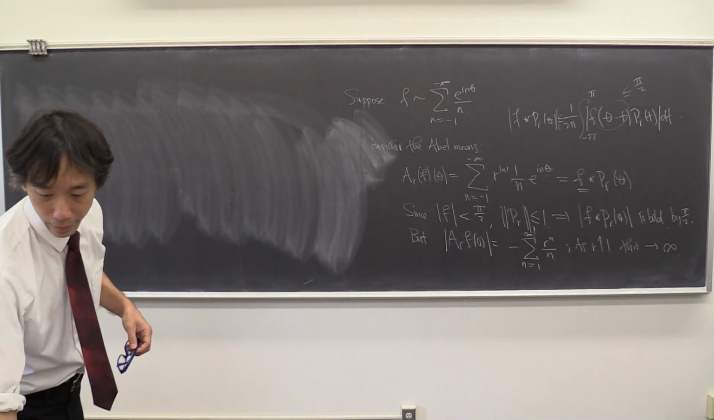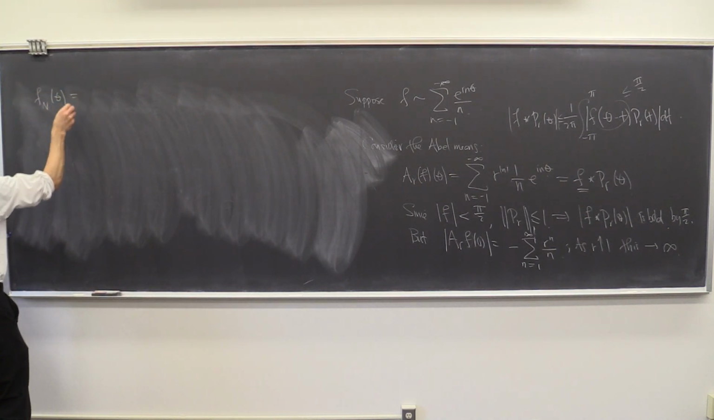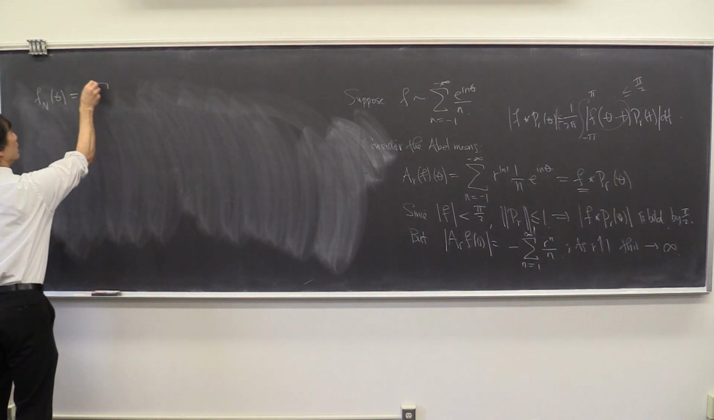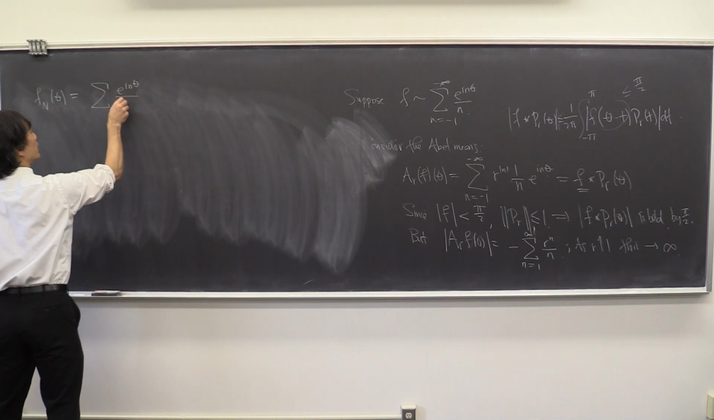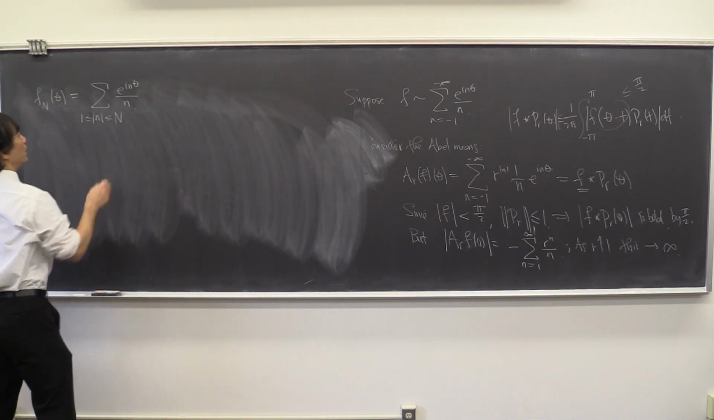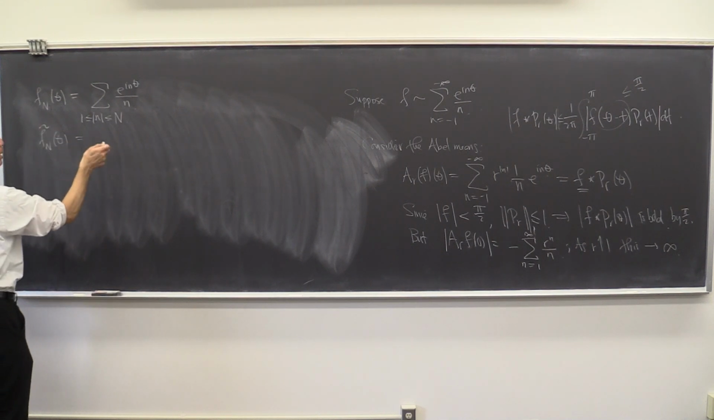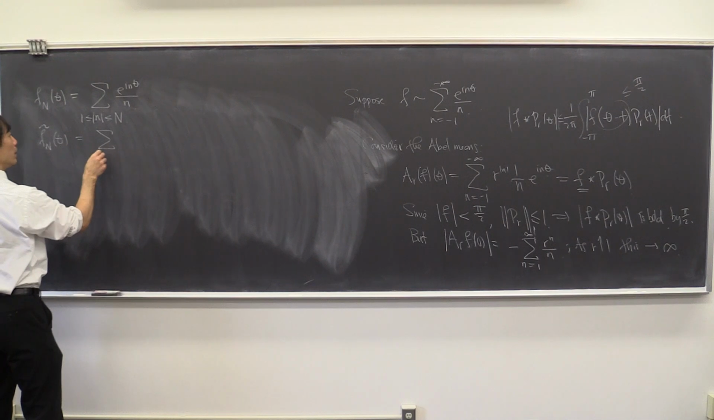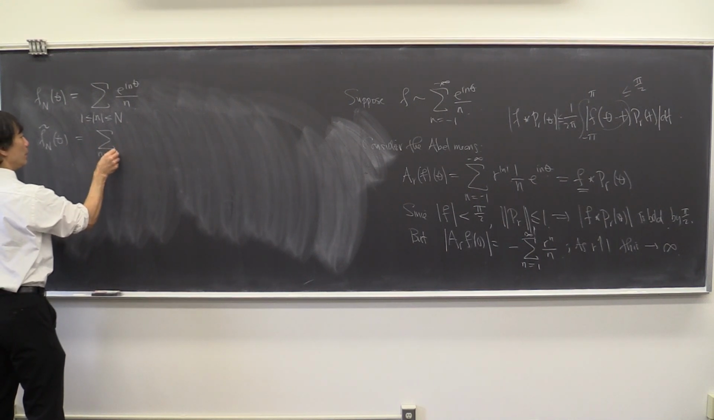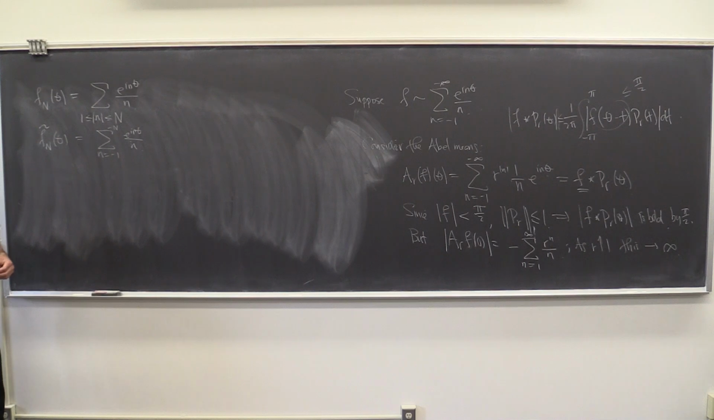So let's put up some notation here. f_n(theta) is going to be the sawtooth function's Fourier series up until a certain point. And then f_n tilde(theta) is going to be the negative half of that, from -1 to -n.